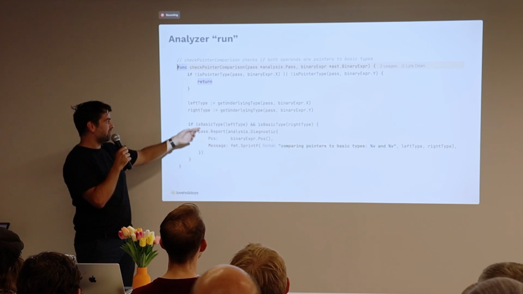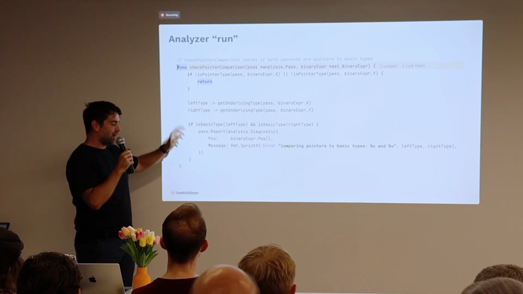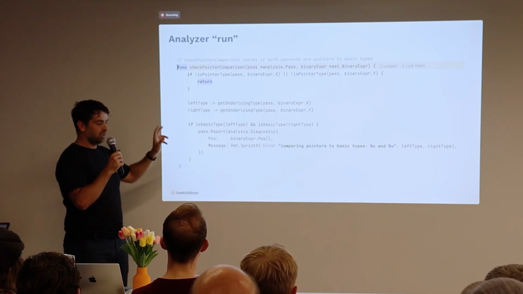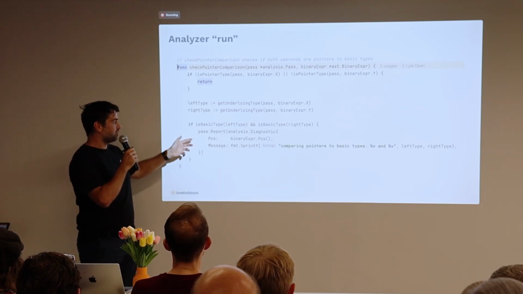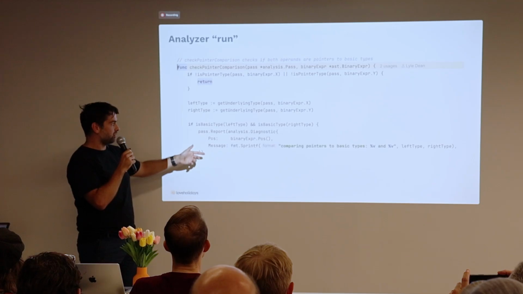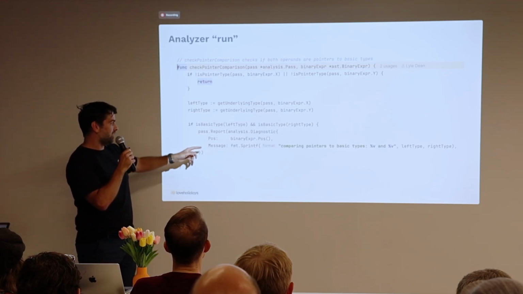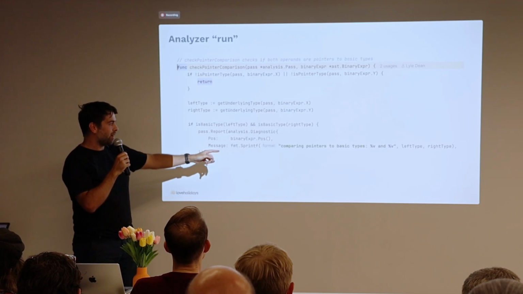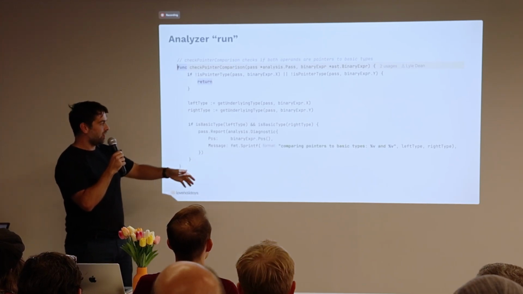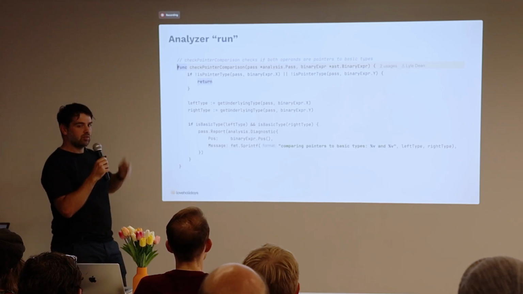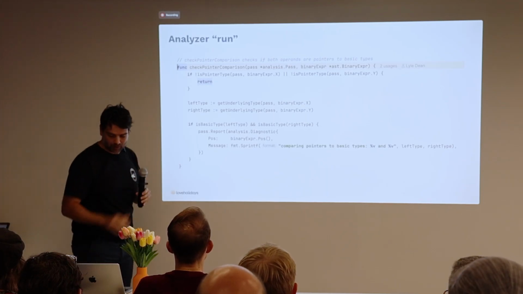We're seeing if they're a basic type. So Go has this concept of basic types, which are essentially integers, floats, strings, etc. And if it is, we're then able to add a diagnostic to this path to say, okay, we're comparing pointers to basic types with the left type and right type of what they are, and then pass that back up to the user to then inform them what to do.